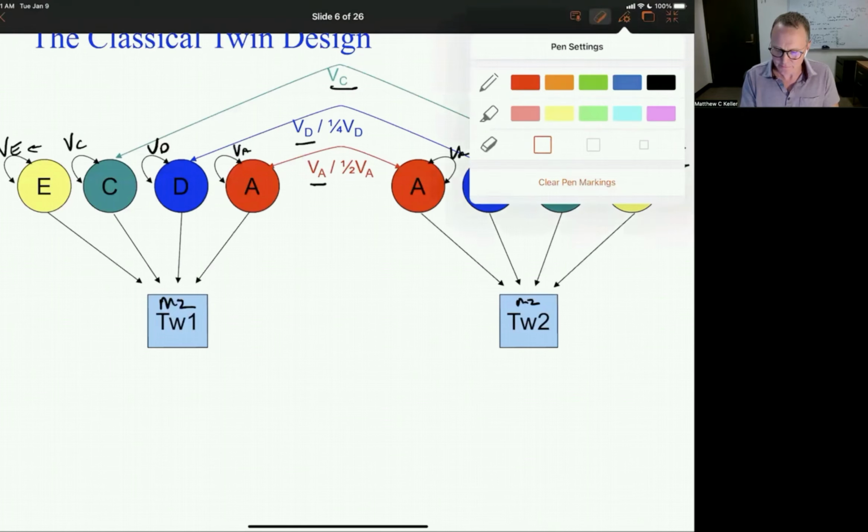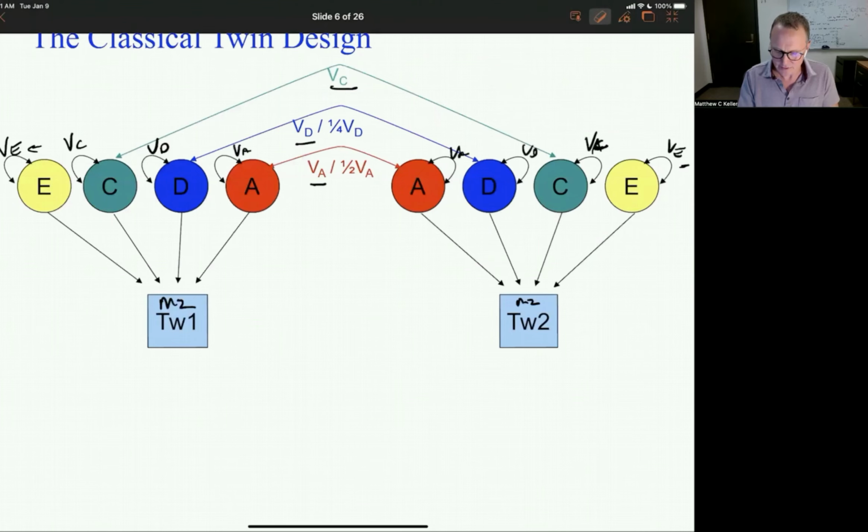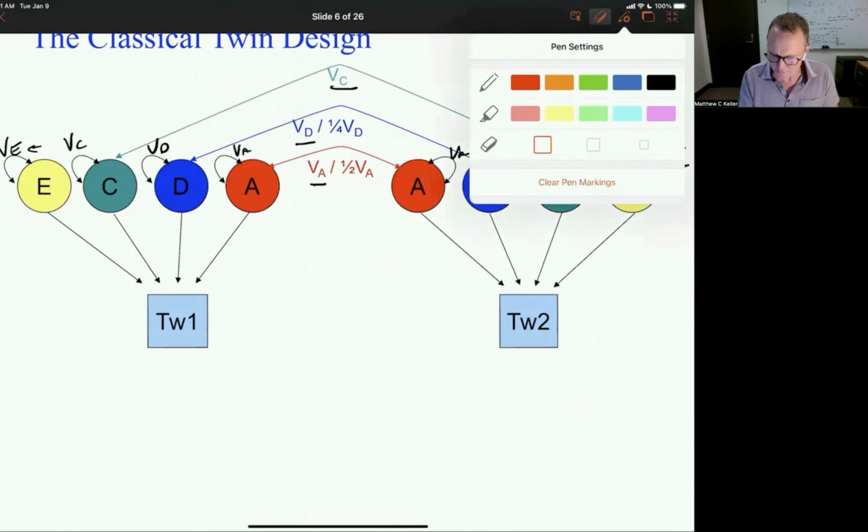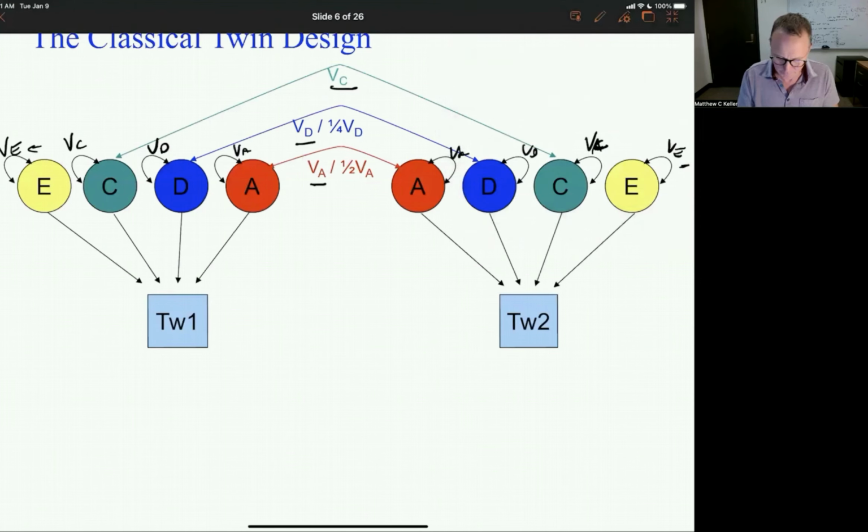DZ twins, on the other hand, let's get rid of that. Can't get rid of it. DZ twins, on the other hand, these are DZs, also share the full shared environmental component, VC, but only a quarter of the dominant genetic variance in the population on average, and only a half of the additive genetic variance in the population on average.